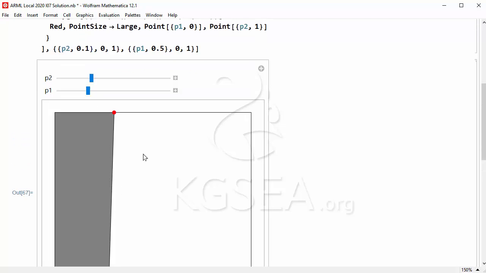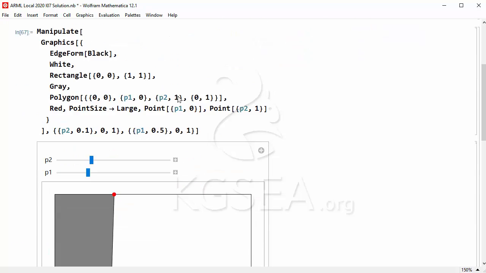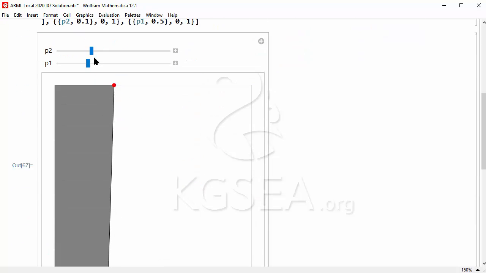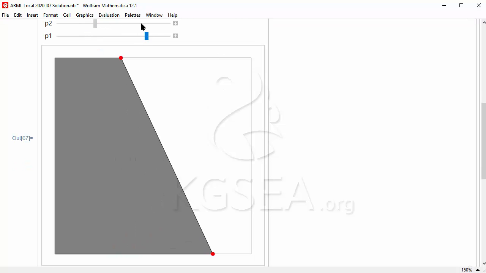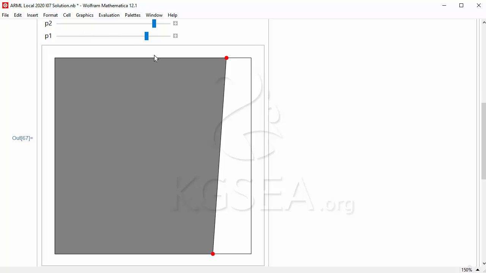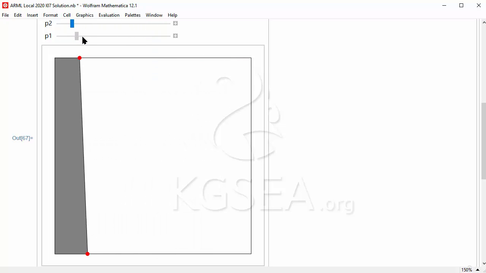So that can be translated: the maximum of them is bigger than 3/4. That automatically means the minimum was less than 1/4, because there are only two areas, right? So we want this gray area to be large, such as like this, more than 3/4, or the same gray area is less than 1/4. What's the probability that those two cases would happen out of all possibilities is what this is asking.